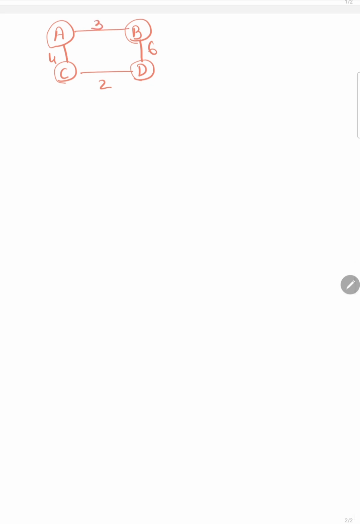So let us have one graph over here. I'm taking a smaller graph so I can explain you all the possibilities, right? So you will easily get an idea of what is a spanning tree and what is a minimum spanning tree, right? So suppose this is my weighted graph.